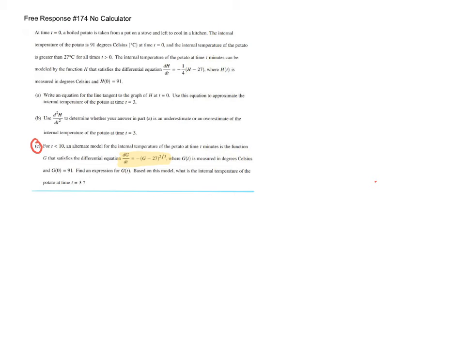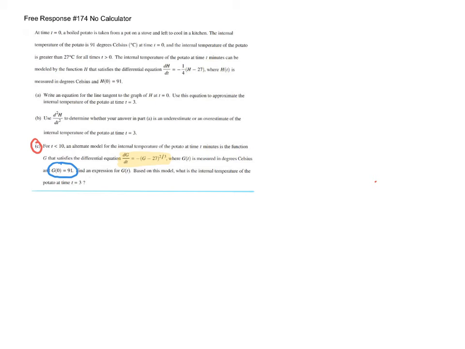g of t is still measured in degrees Celsius, and we have the same initial condition. So we still have g of 0 equals 91. We are supposed to find the expression for g of t. And then based on that model, what's the internal temperature at t equals 3? Now, all we have is the derivative. To get back to the original function, we have to do what we know as an antiderivative, right?